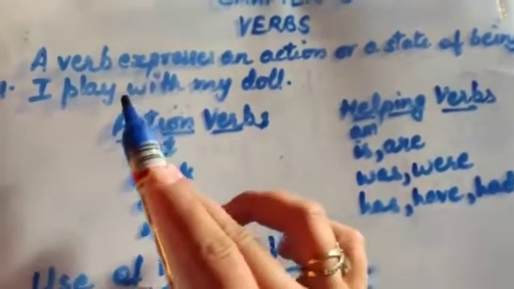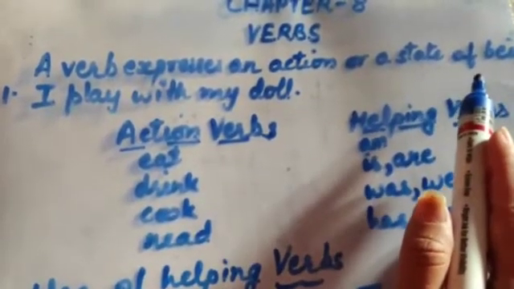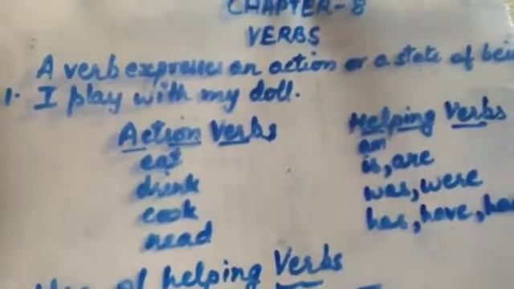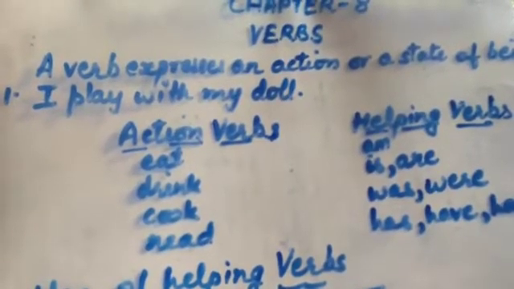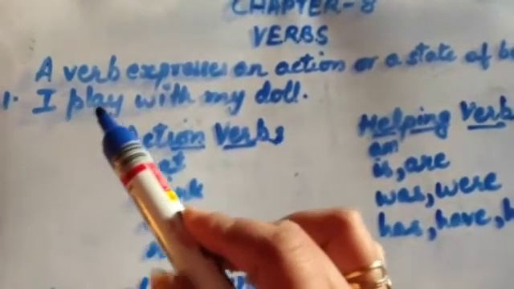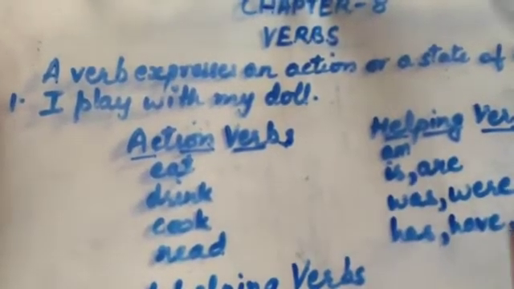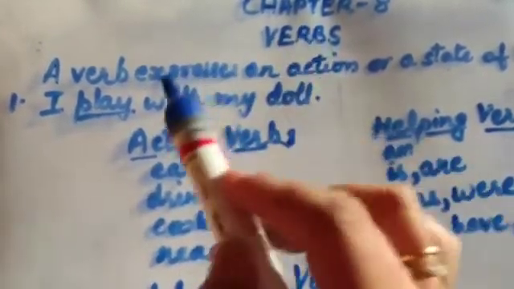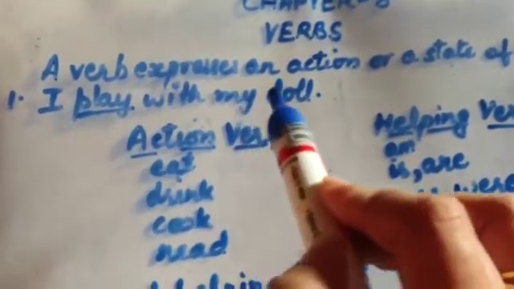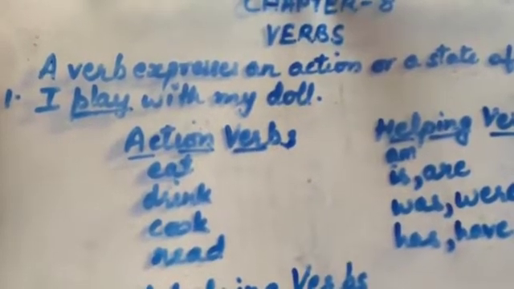A verb expresses an action or a state of being. Okay. So a verb is a word that expresses an action. For example, I play with my doll. Now what is the action over here? Play. So here you are expressing that you play with your doll. Okay. So class, this is your verb.